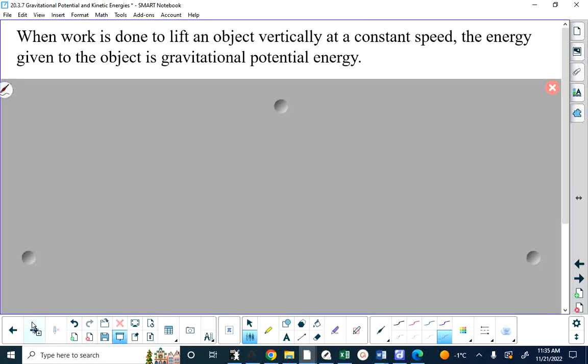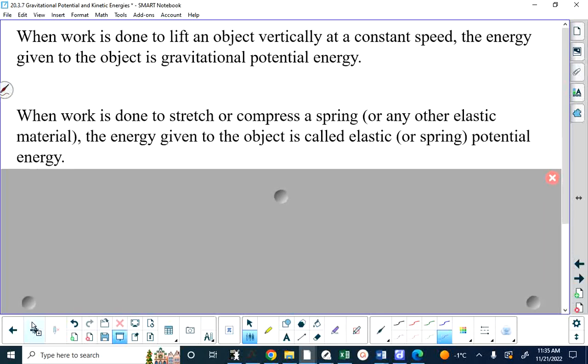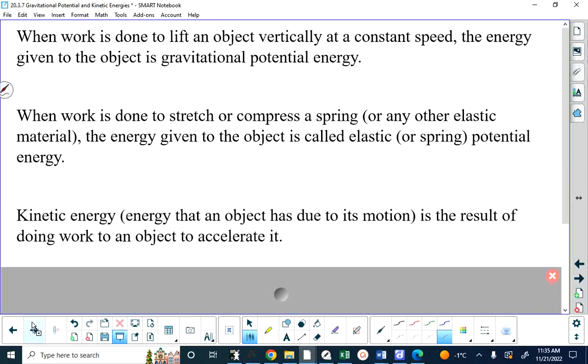this is going to be kinetic energy now that we're moving into. When work is done to lift an object vertically, then the work done goes into gravitational potential energy. That's what we've just been studying. However, when work is done to stretch or compress a spring, that energy is called elastic potential energy. And we're going to revisit that later on in the next unit, actually. Kinetic energy is the result of work done not to just move an object, but to speed it up.